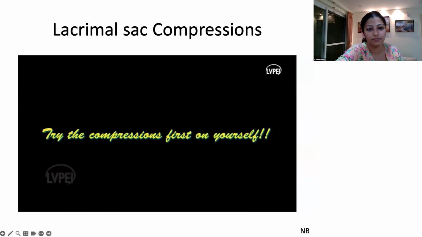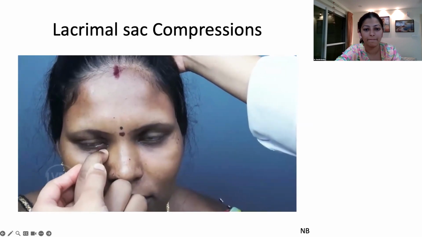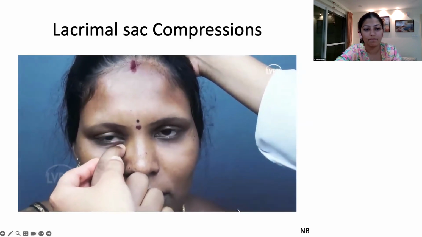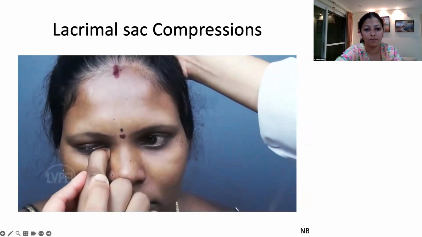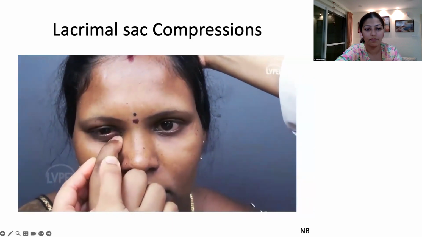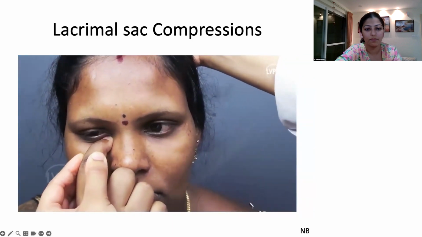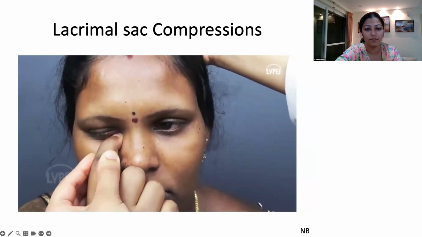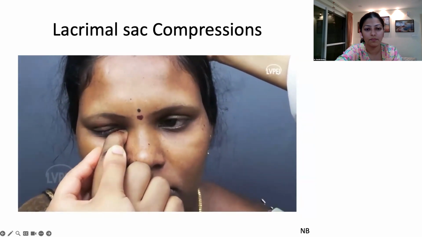Now let us understand this process again. It is always good to try these compressions first on yourself to understand the amount of force needed during the compressions. Using your index finger, feel for the edge of the bone as described earlier. Start the compressions by gently pressing towards the nose, directing the force slightly inwards. Continue this for 10 times per sitting.